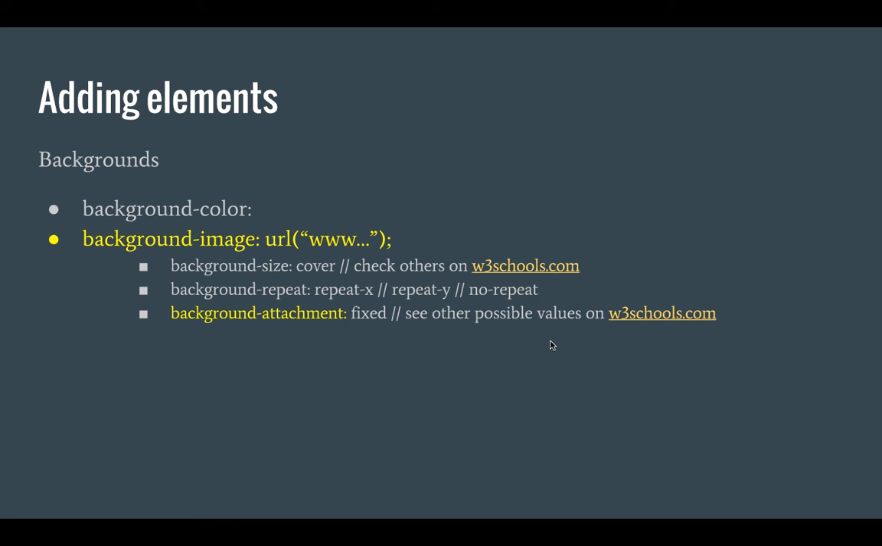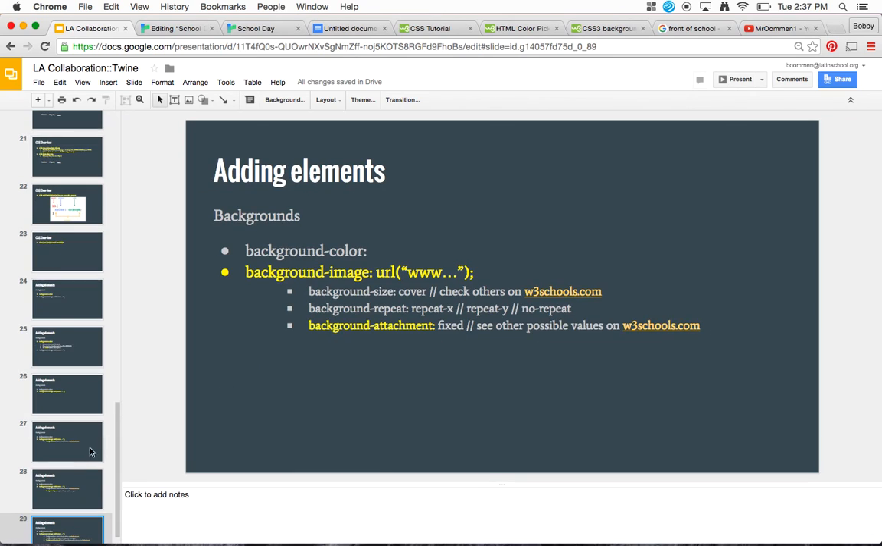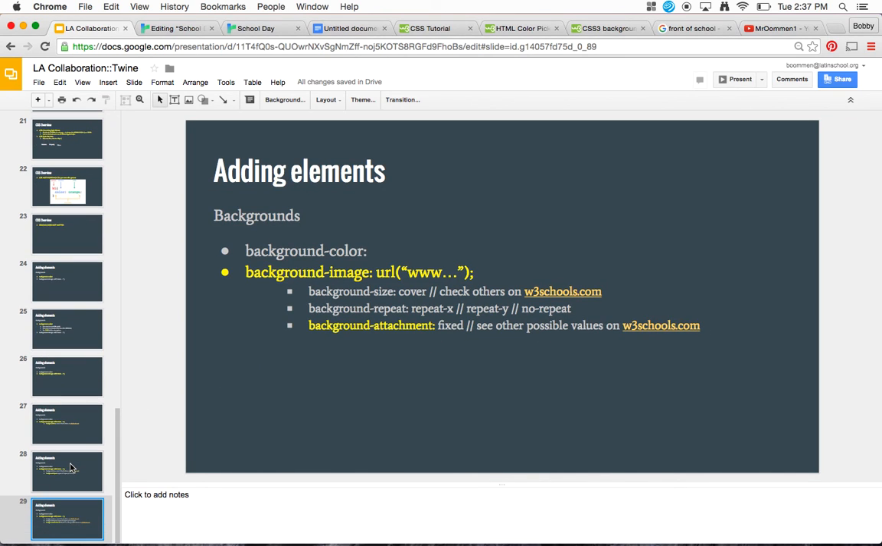That's what I wanted to show you as far as adding elements. As I mentioned at the beginning of this tutorial, now your job is to go back and add either a background color or a background image to your story.